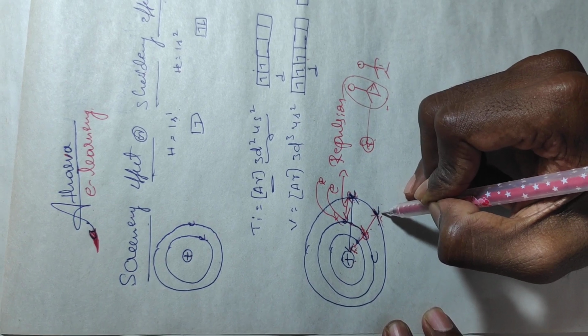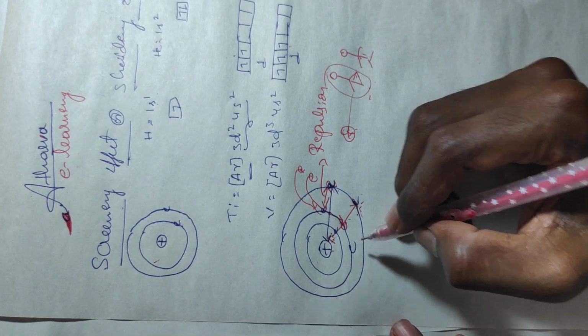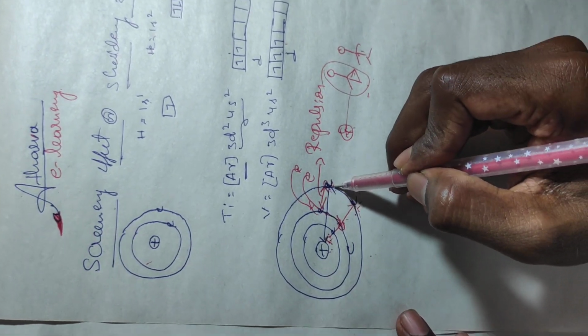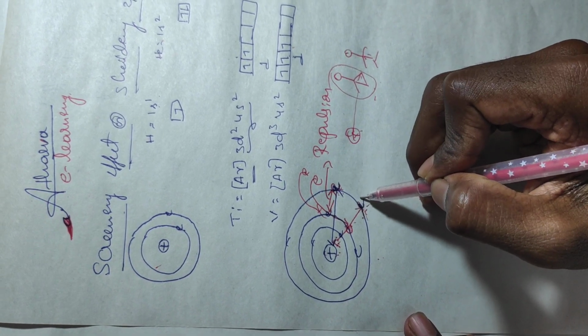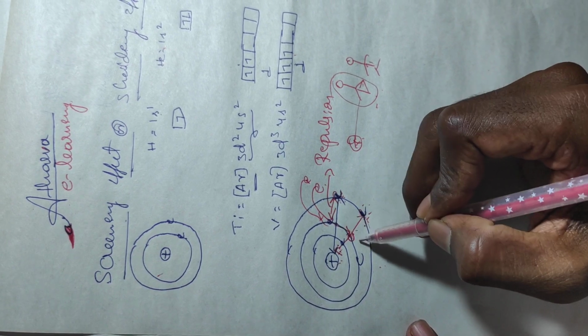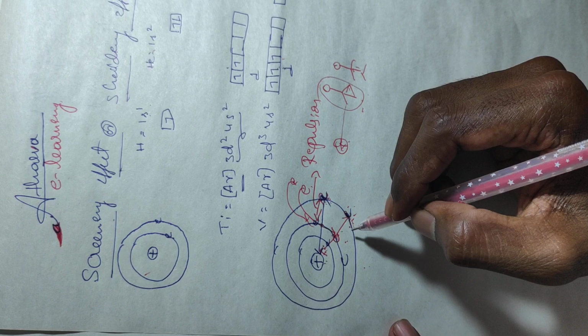So now the definition of the screening effect will be: it is the effect of decreasing the force of attraction between the nucleus and the valence electron, due to the adding of electrons to the inner orbitals. So this is regarding the screening effect or shielding effect.